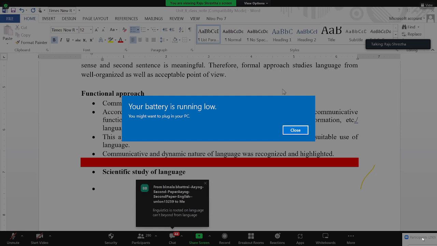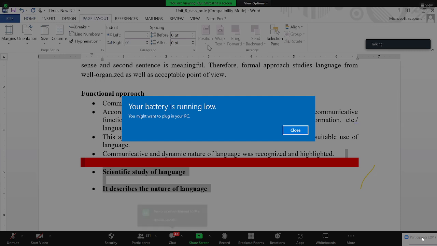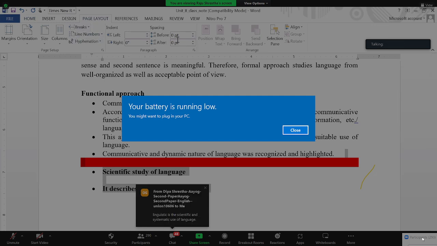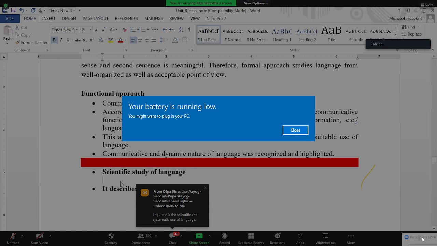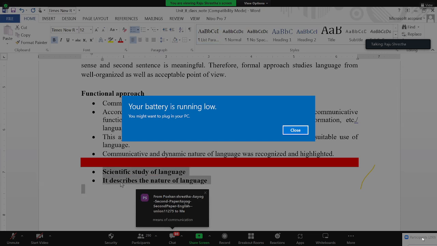It describes the nature of language. Yes, this is one more. It describes the nature of language. Oh, you want to try. लेख्दै जाउँ त. Scientific study of language, describes nature of language, sound system of language. Okay, it studies sound system of language. Okay, ठिक छ.